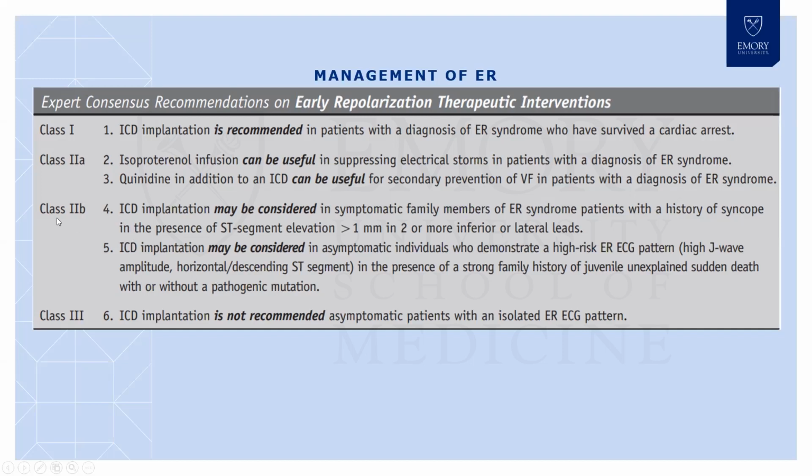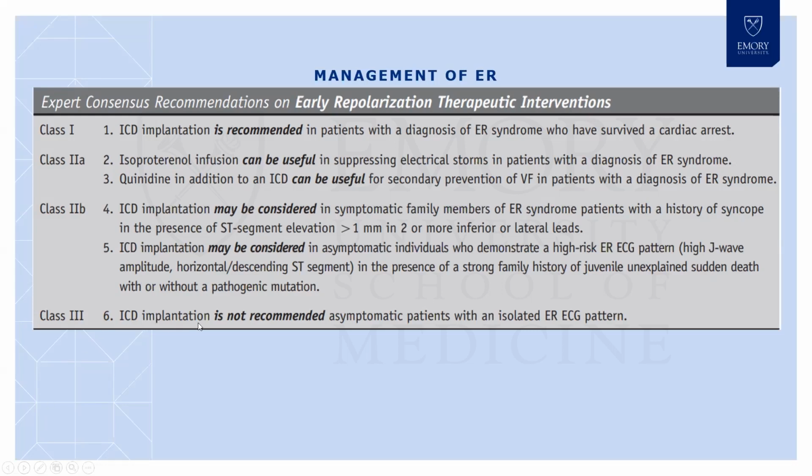And then this is similar to other types of arrhythmias. And then ICD implantation may be considered in patients with symptomatic family members of early repolarization patients with a history of syncope in the presence of ST elevations of at least 1 or 2 millimeters, especially in the inferior leads. So the guidelines are already starting to accept that potentially these patients with inferior ST elevation are at greater risk. So you may consider it if you have symptomatic family members. It's a class 2B, so it's reasonable. You don't have to place an ICD, but it's not unreasonable either.